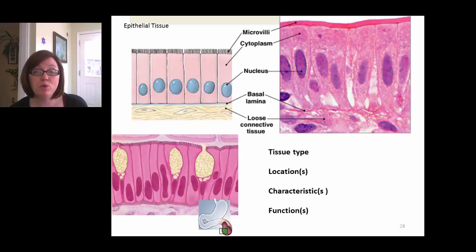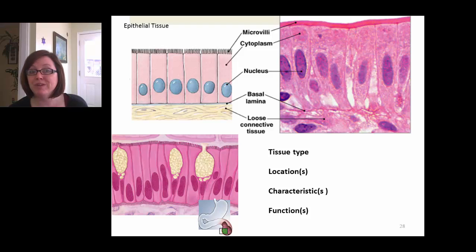Next up is the simple columnar epithelial tissue. Nice column-shaped cells from apex to base, just one cell layer thick. A lot of times these simple columnar cells will have microvilli at their apex, and the microvilli are folds of the cell membrane that increase the surface area for absorption. And you're going to find simple columnar tissue in places like your intestines where you absorb your nutrients. So it makes sense to have these microvilli, which increase the surface area for nutrient absorption.